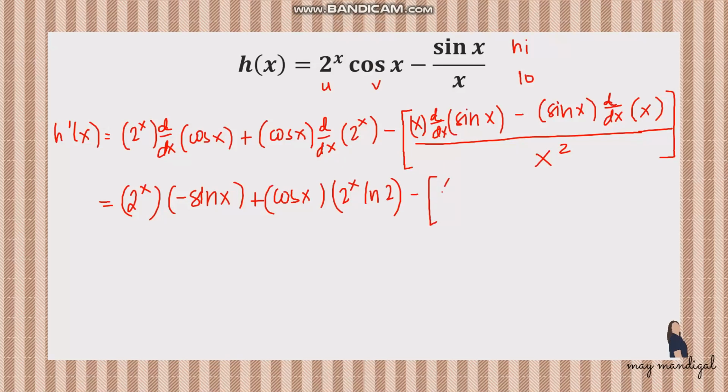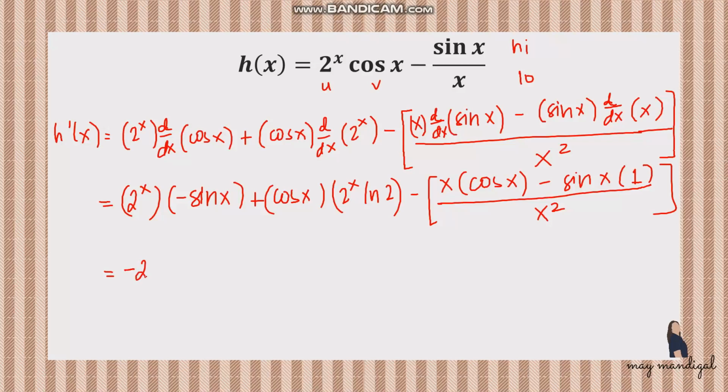So we have x, and then the sine of x is cosine of x minus sine of x times 1, which is the derivative of x, all over x squared. Now for this, we just have to simplify. So our final answer here will be, just multiply the negative. So negative 2 raised to x sine of x. Then for this one, we have plus 2 raised to x ln of 2 times cosine of x.